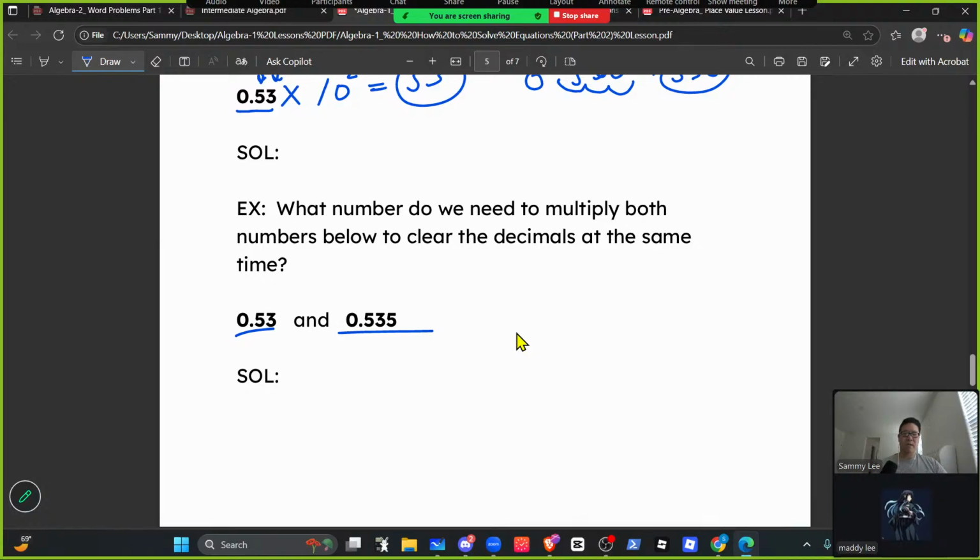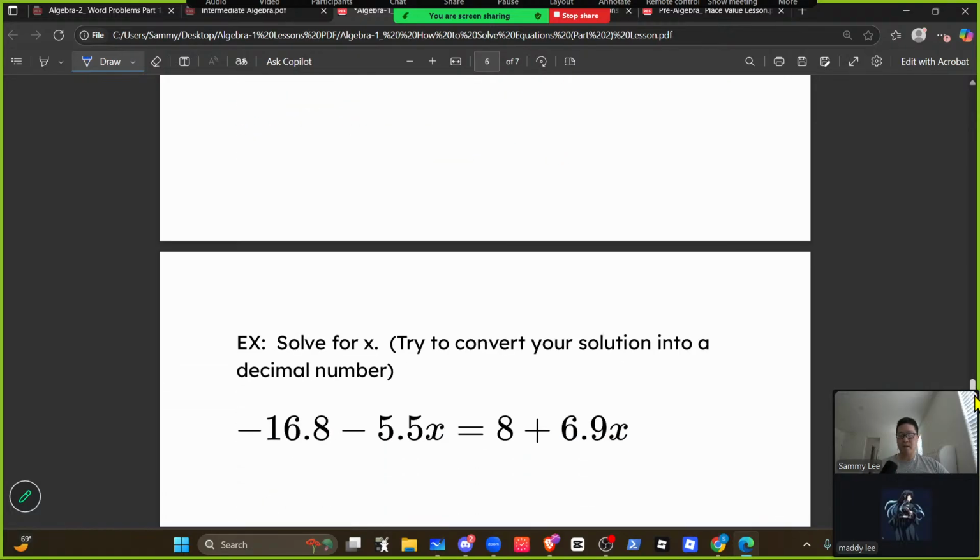10 to the third power. In other words, 1,000. That would make 0.53 into 530, and that would make this 535. Both numbers, the decimal places would go to the right 3 times: 1, 2, 3. Okay, we got that.